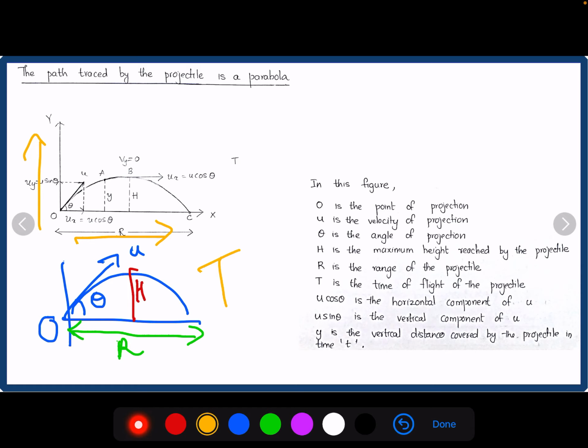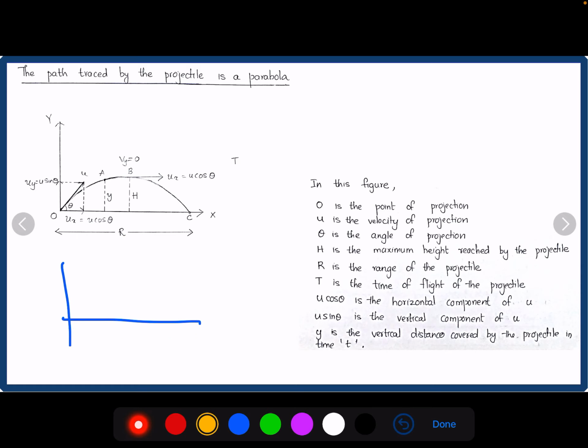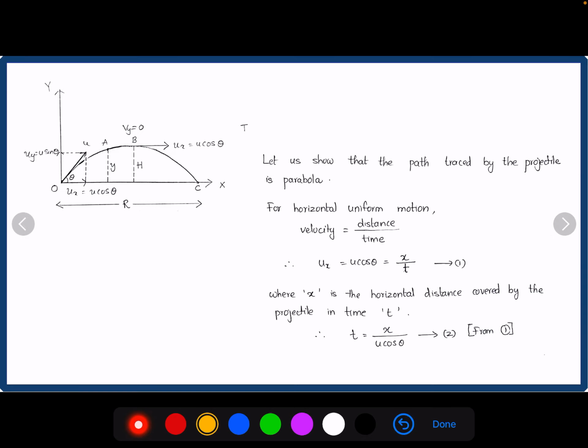So let us take a point in between, where the vertical distance covered by the body in time t is y. Then, let us show that the path traced by the projectile is a parabola.